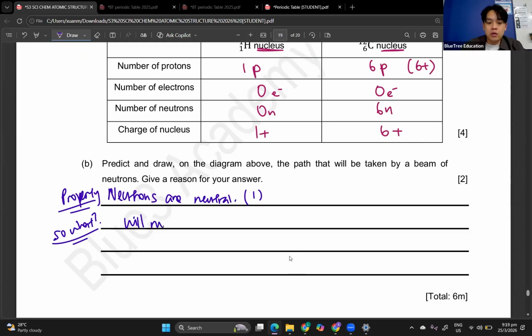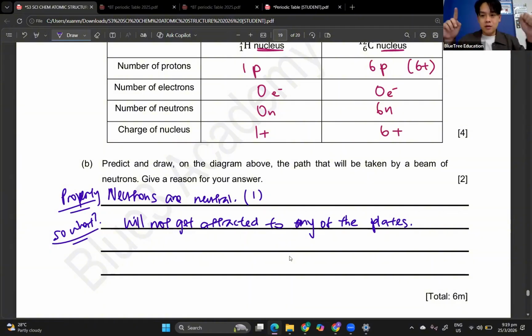So what is neutral? So it will not get attracted to any of the plates. That's why it will go straight. So it travels straight. It doesn't get attracted to any of the plates because it's neutral. If today plus and plus, they will repel. Minus and minus, they will repel. But if you have a plus and a minus, they will attract. Plus, minus, attract. That's the rule.